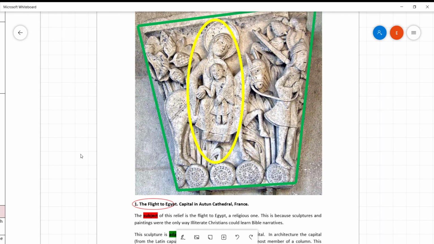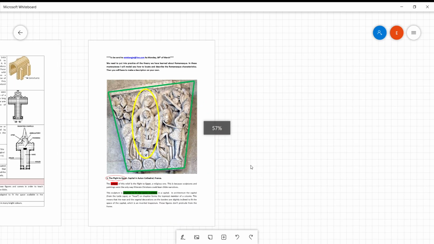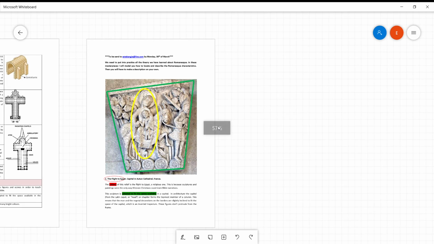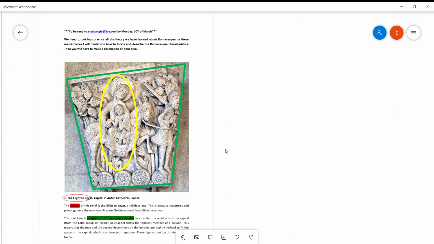Finally, we have to be able to tell the difference between a relief and a freestanding sculpture. Okay, this is a relief because this has been carved into a part of the building, which is a capital here.